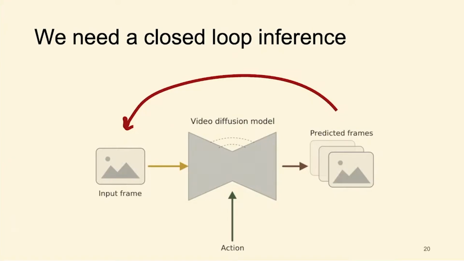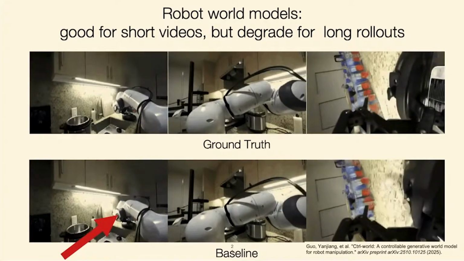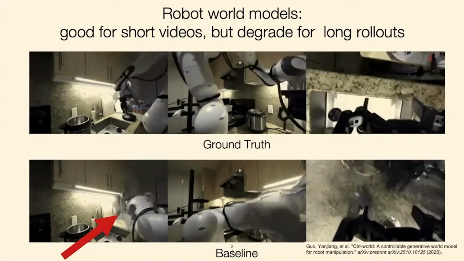And for those, we need these closed loop inferences, which would basically take the input frame, predict the video, and then it would go back as input, and then it would go ahead again. And the catch is that these video models work well when this is a very short sequence, but when you start making it run for long, they start to degrade.